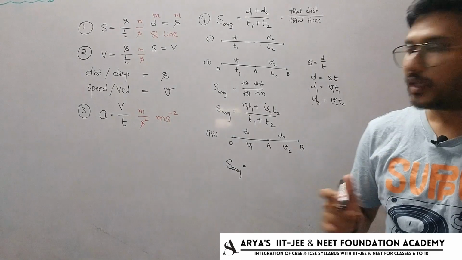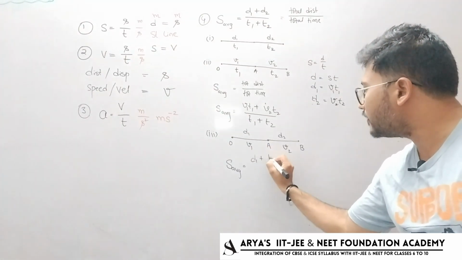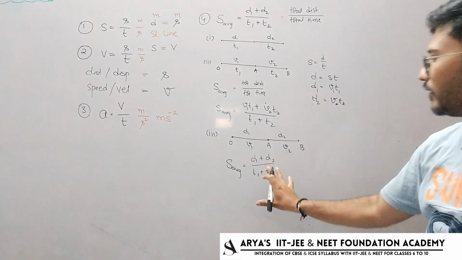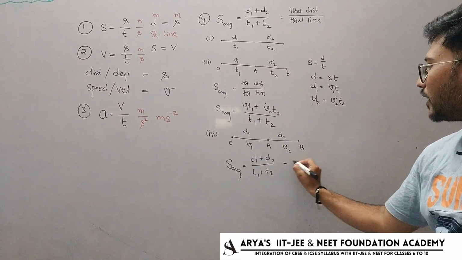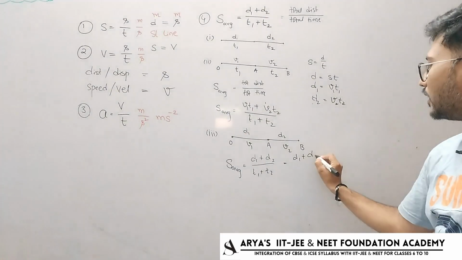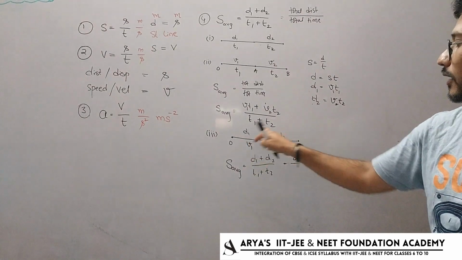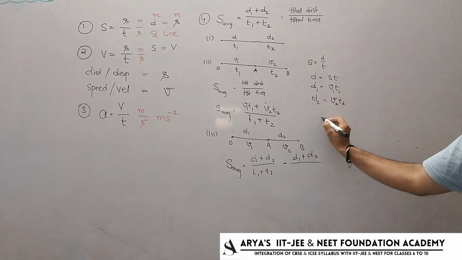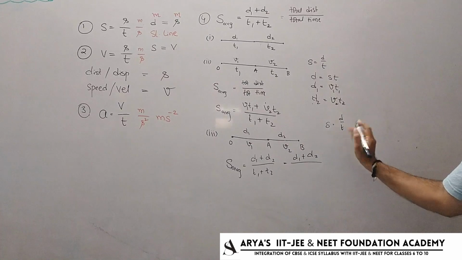Average speed. So what is the formula for average speed? D1 plus D2 by T1 plus T2. Do we have distance values? Yes, we have. So we can mention D1 plus D2 upon. Do we have time values here? No. Then what can we do? Again, we know speed is equal to distance by time. Now we need time.